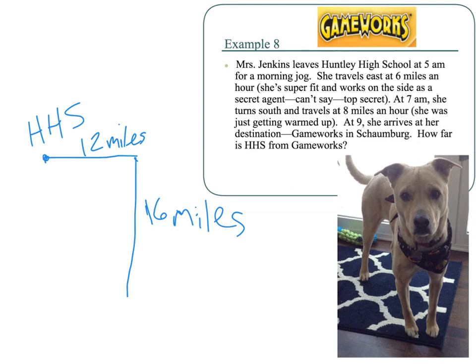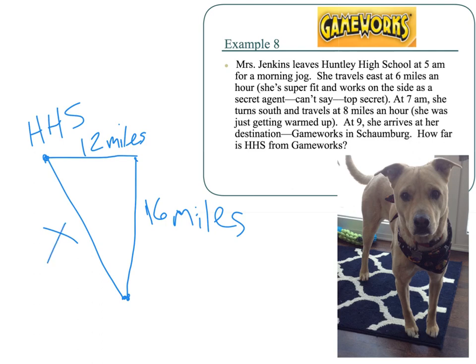Boom, multiply them together. All right, so how far is Huntley High School from GameWorks? We're talking about the diagonal right here. Geographically, how far is it? Yeah, you have to take roads and things like that, but if you went in a straight shot, how far is it?